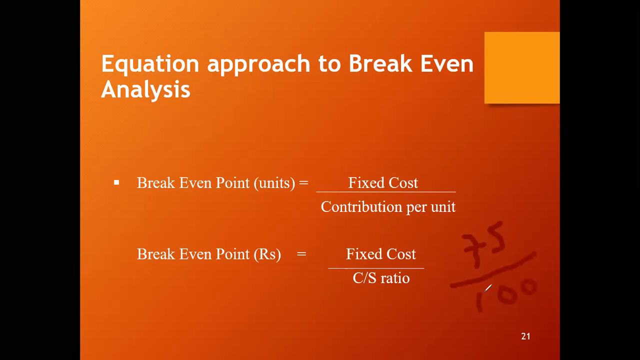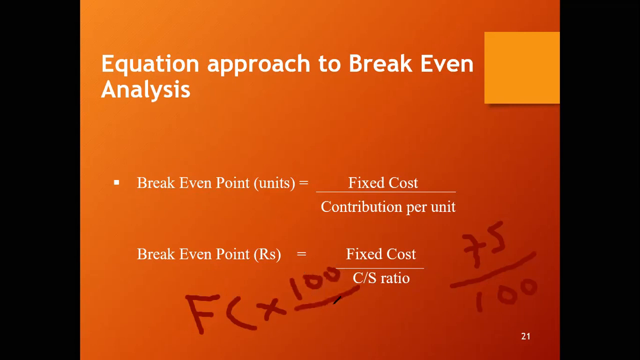So when you divide 75 by 100, it gives you the CS ratio. 75 means contribution. Here, you have taken 75. Here you have taken 100. In other words, you have multiplied this answer by 100. Then only you get the break-even value. So when we have a division, you divide fixed cost by this, you can express it like this: fixed cost divided by CS ratio, you can change the terms upside down as a multiplication. Therefore, 100 divided by 75.